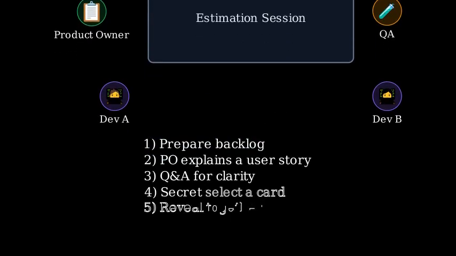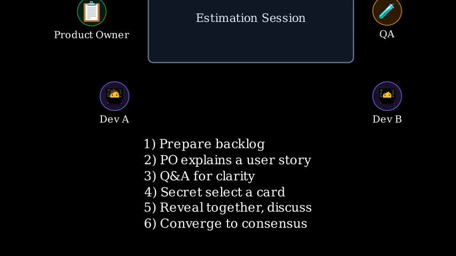Here is the process in 6 simple steps. Step 1, prepare the backlog. Step 2, the product owner explains one user story. Step 3, the team asks clarifying questions. Step 4, each estimator picks a card in secret. Step 5, reveal at the same time and discuss differences. Step 6, repeat if needed and agree on a final estimate.